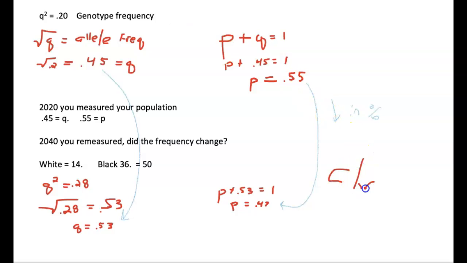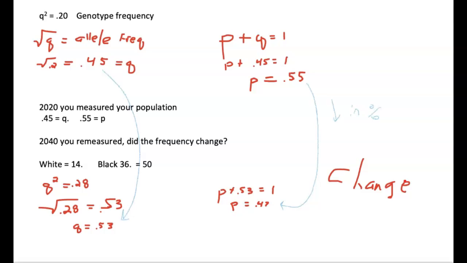Change over time. That is the basic fundamental definition of evolution. Change in a population over time. This population of cats is evolving. Now, why is it evolving?